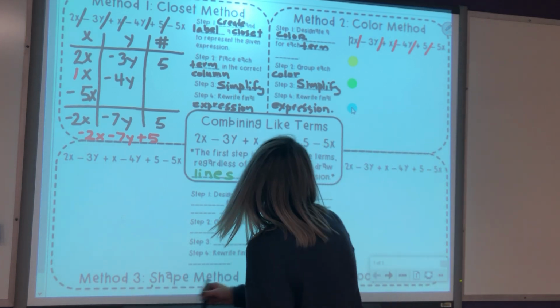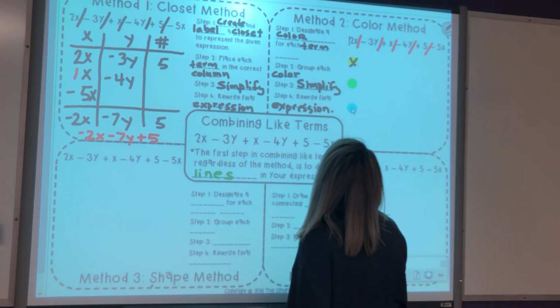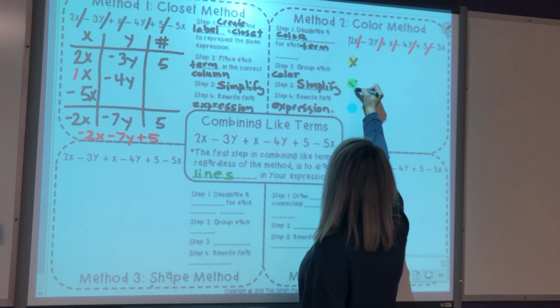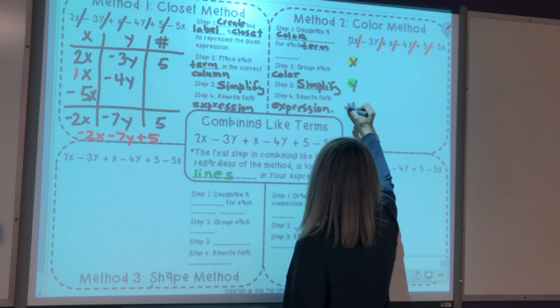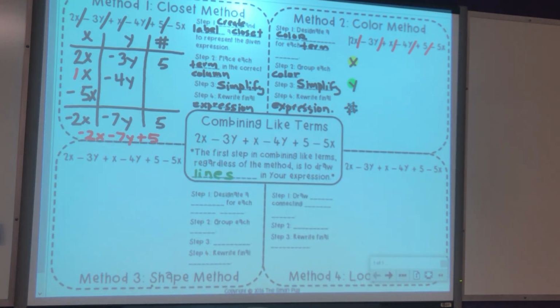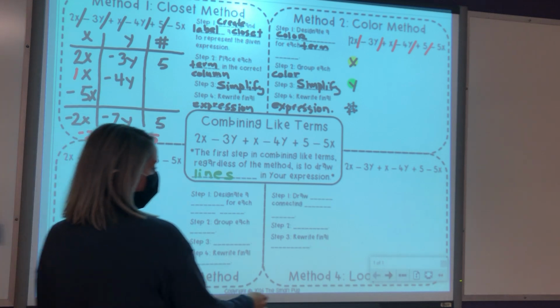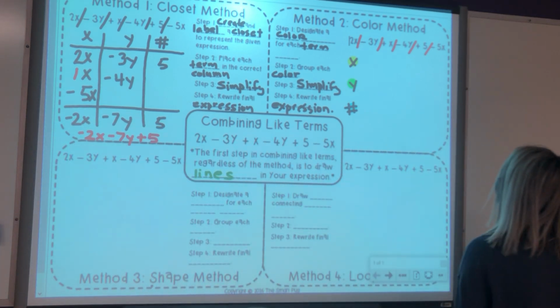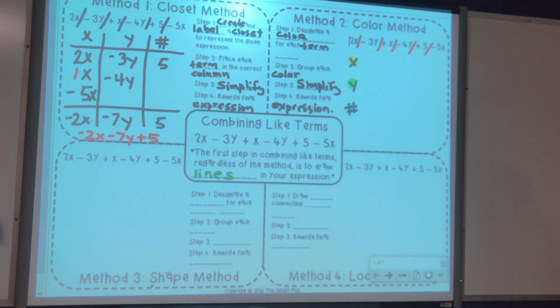So, my X's are going to be yellow, my Y's are going to be green, and my constants are going to be blue. Do I care what color yours are? No, I do not care what color yours are. So designate your colors, okay? And then make sure you label what your colors are going to be.